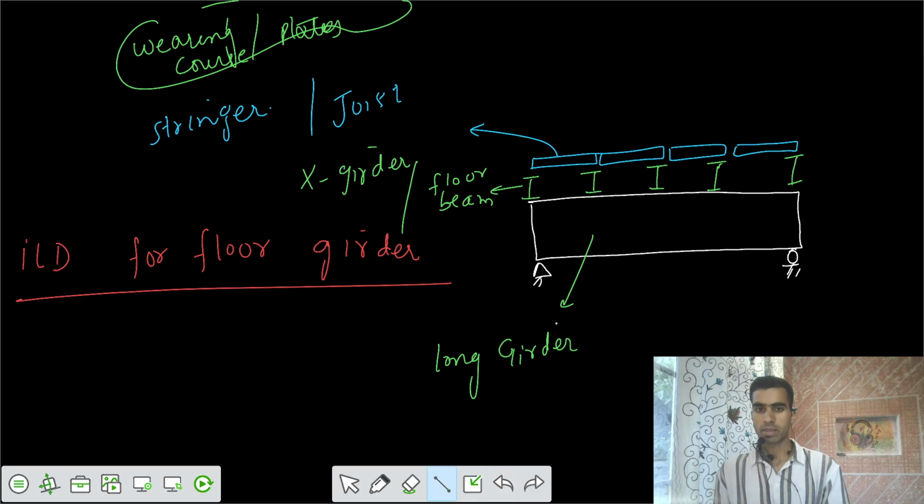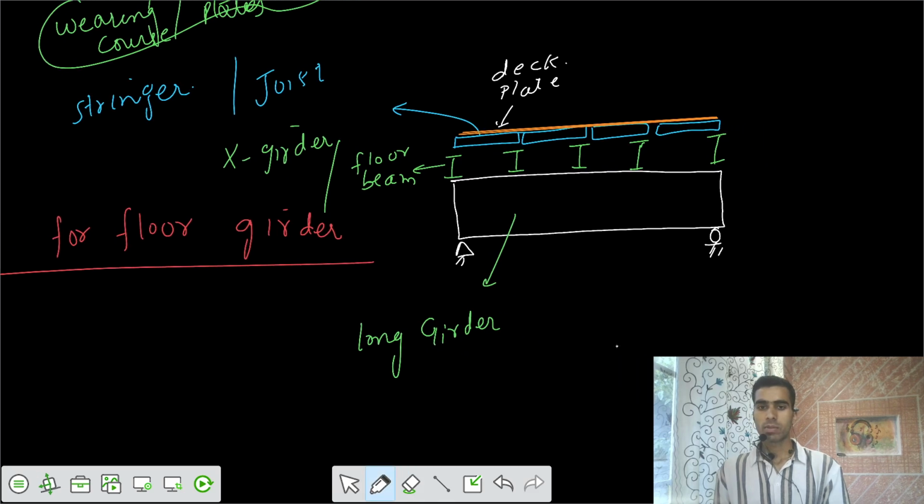Let's represent that by some sort of line. So on the top there's some wearing course, or there's some plate. This is your plate, we can call it deck plate. The load on the deck plate may be UDL or concentrated loads. So on that top we might have some loading intensity.